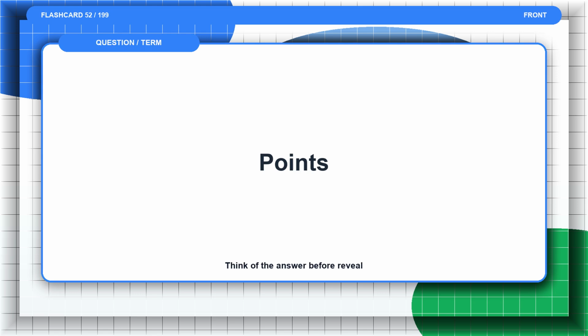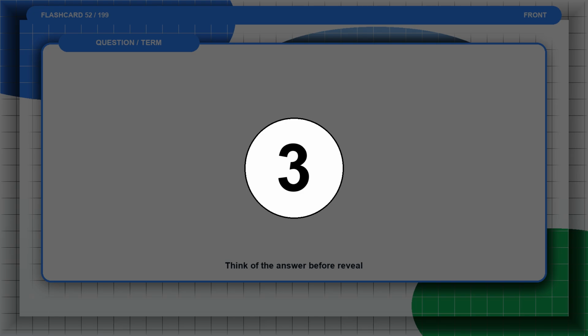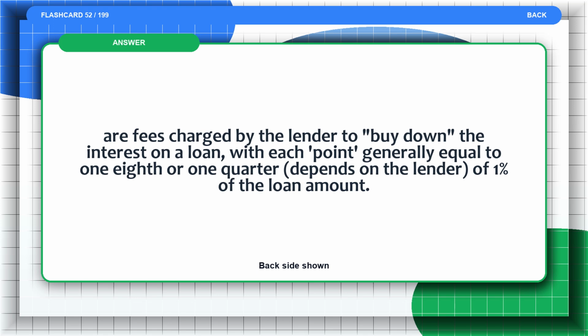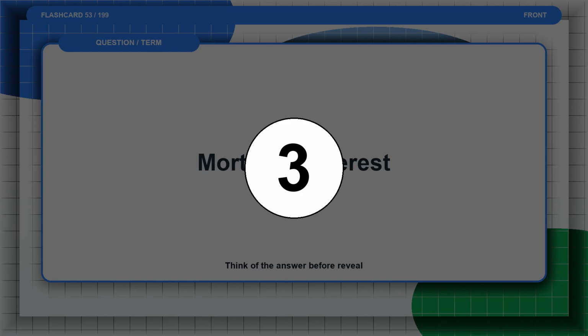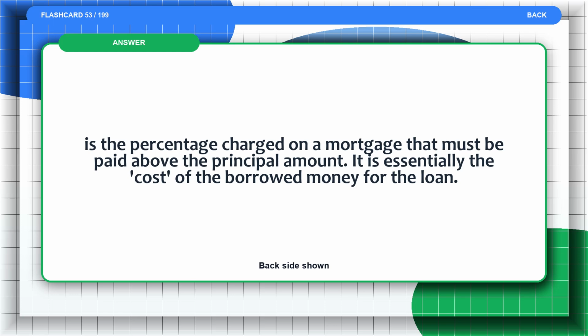Flashcard 52. Points. Pause and think of the answer before the reveal. The answer is fees charged by the lender to buy down the interest on a loan, with each point generally equal to 1/8 or 1/4, depending on the lender, of 1% of the loan amount. Flashcard 53. Mortgage interest. Pause and think of the answer before the reveal. The answer is the percentage charged on a mortgage that must be paid above the principal amount. It is essentially the cost of the borrowed money for the loan.